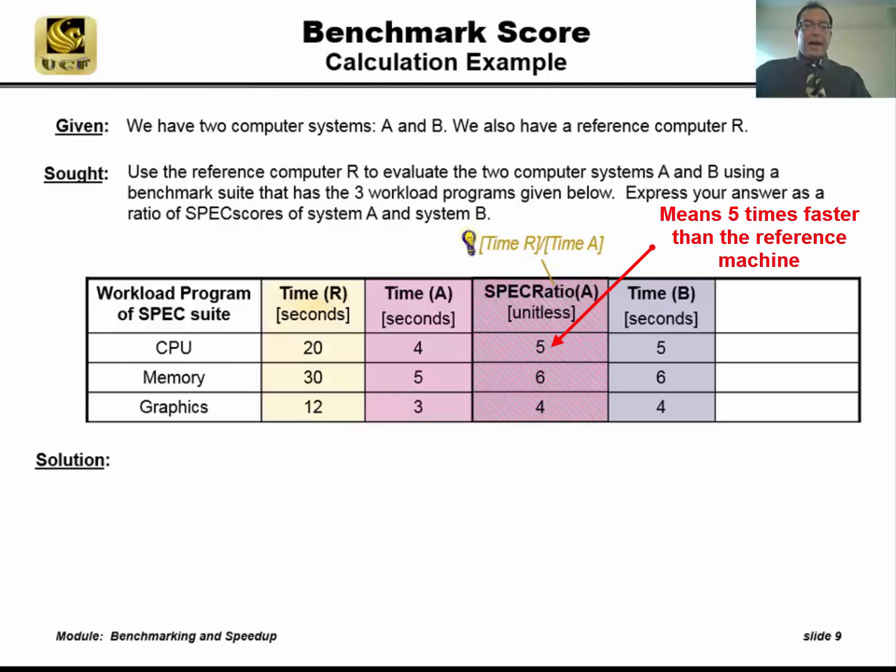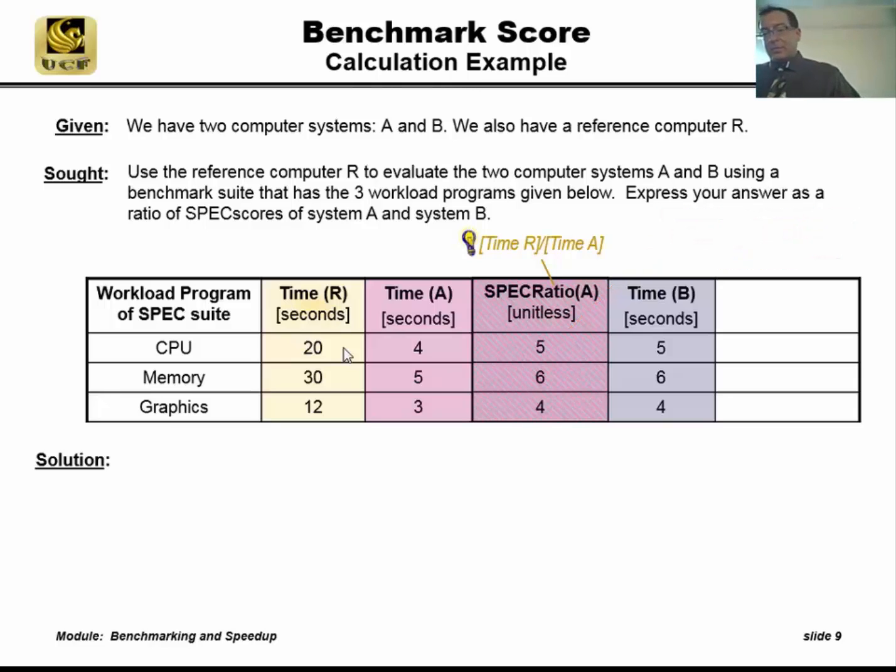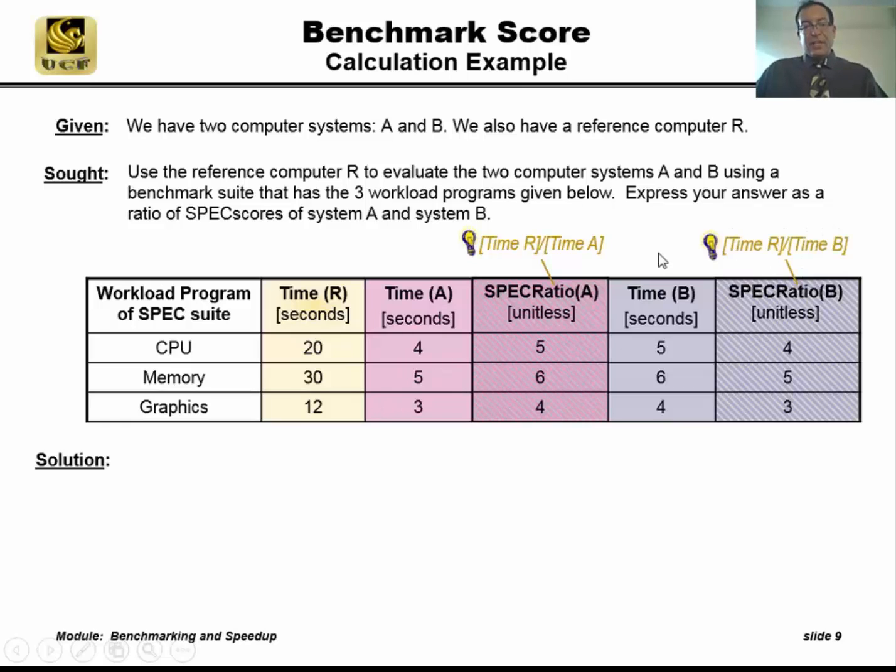Basically, this means it's 5 times faster than the reference machine. What's a reference machine? Well, it's a SPARC workstation from 2006, but we don't worry about that. Maybe it's an Intel something or other. Someone picks a reference value, a reference machine, and they're going to report these, and you can compute your score relative to that, and we're going to show you why. You do the same for machine B. Are there any units on this? No. This is time divided by time. This is a ratio. It's unitless.